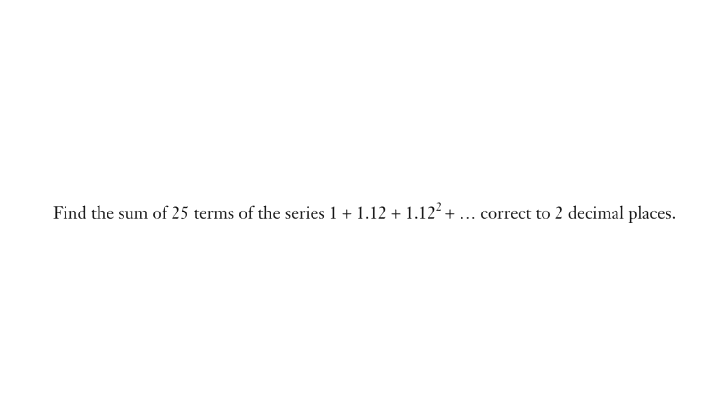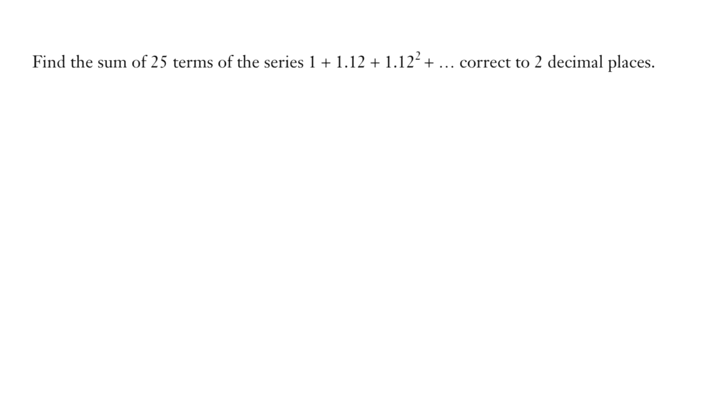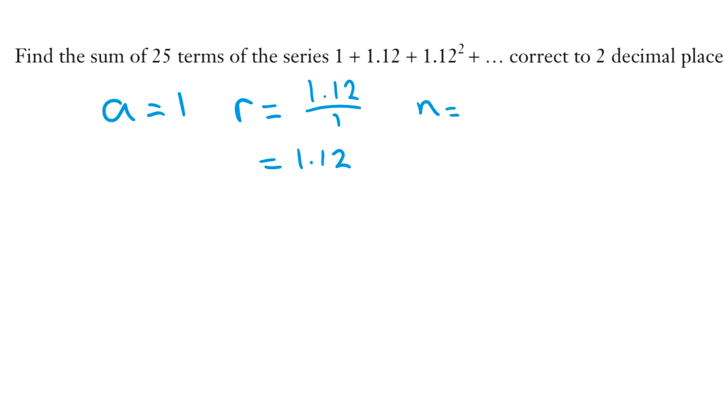So here we have another question. Find the sum of 25 terms of the series 1 plus 1.12 and so forth, correct to 2 decimal places. We're going to start like we always do, writing down what we know. Our first term is 1. We know r is going to be 1.12 divided by 1, which is 1.12, which makes sense. And we know n is 25.